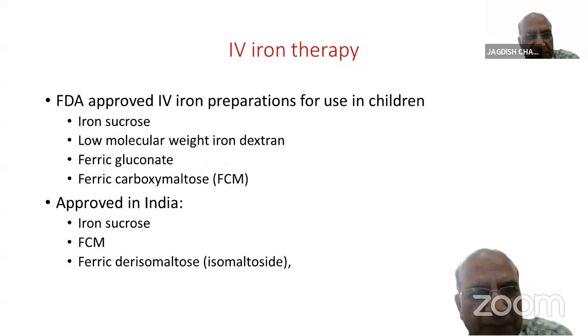So these are the preparations which are approved for use. In India, there is no separate approval for pediatric age group, but iron sucrose and ferric carboxymaltose and ferric derisomaltose are approved in India, though in the US FDA has approved low molecular weight dextran as well as ferric glucuronate as well.